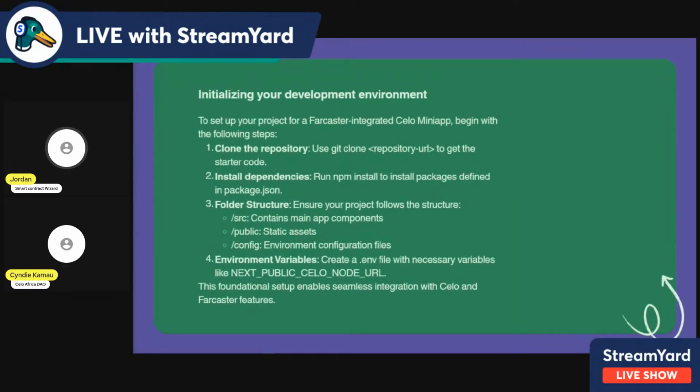Okay, so we need to share. We will share the URL for the GitHub repository that you're going to be able to download. It's already set up, so you just need to clone the repository and install the dependencies. In the folder structure we have src, public, and config, where you will be able to configure all your environment variables.